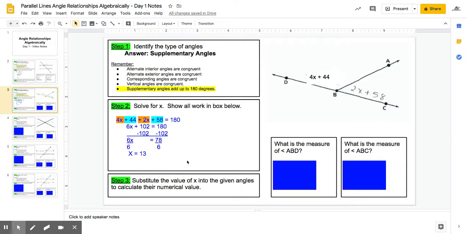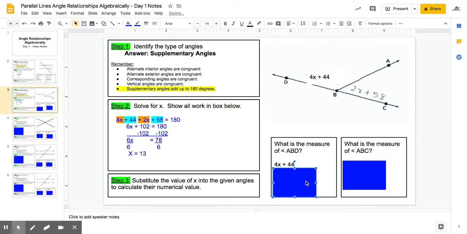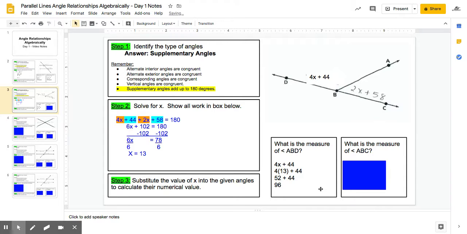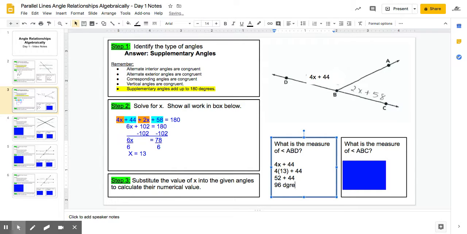Okay, only halfway there. I now have to take that x equals 13 and plug it into both angle measures where I see x. So my first angle measure is 4x plus 44. So instead of writing x, I'm going to plug in that 13. When I do that, I first have to multiply before I add, and 4 times 13 is 52, and 52 plus 44 is 96. So the measure of that first angle is 96 degrees.